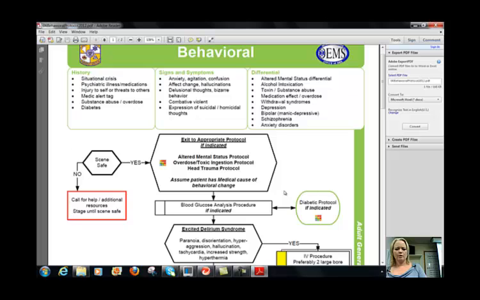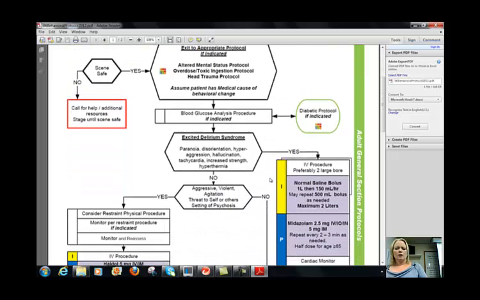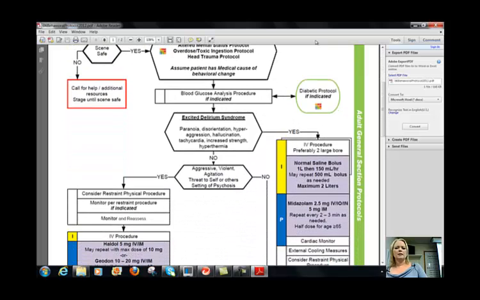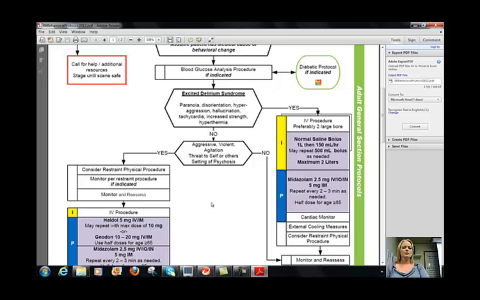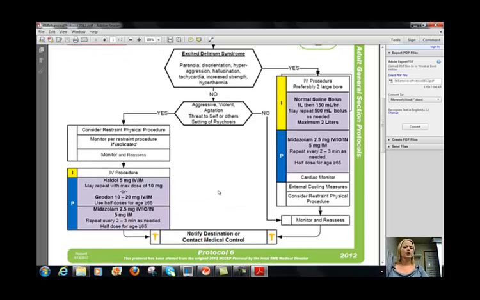Okay, behavior protocol. On this protocol, basically it's separated out: get a blood sugar, obviously, and you may need to exit to the diabetic protocol. But it's separated out between excited delirium patients and your psychiatric patients. And sometimes it's not always clear which is which. Sometimes their history will give you a little clue. But if you suspect excited delirium, then Versed is your only option.